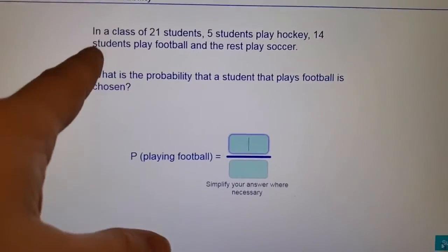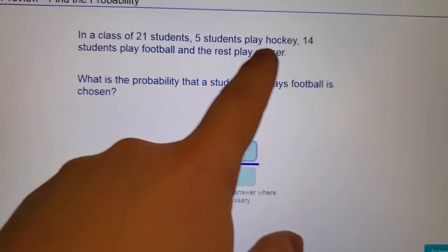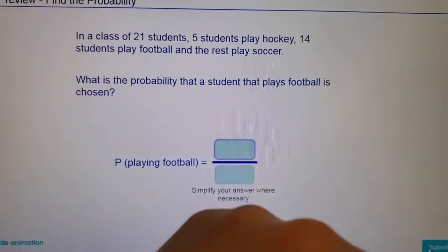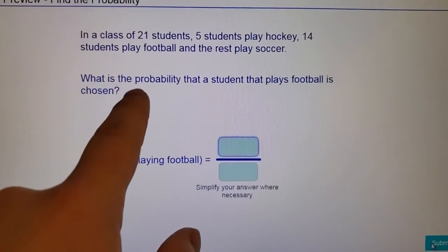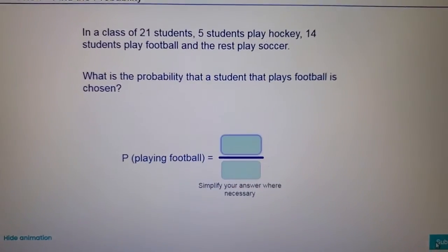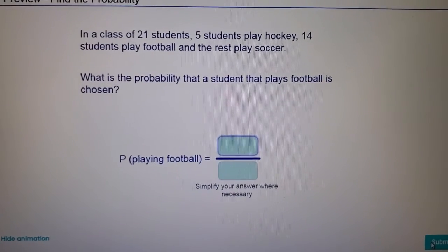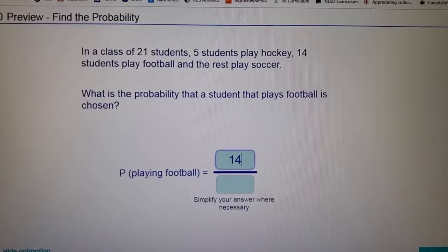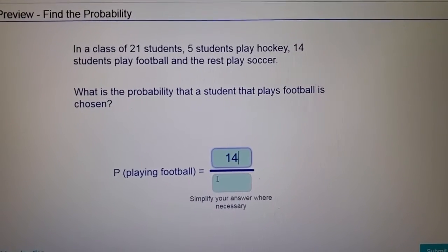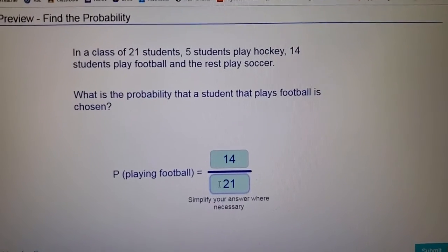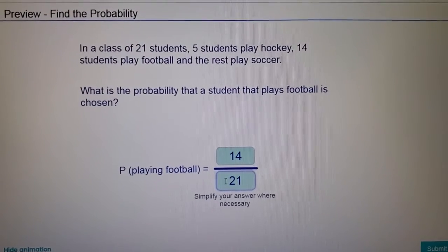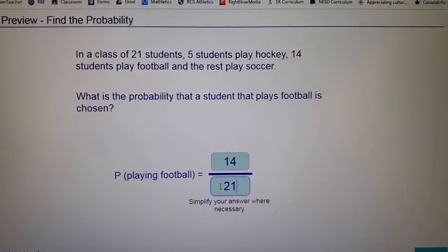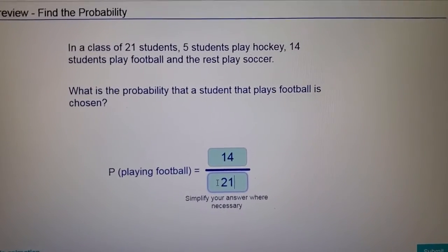And one last example, in a class of 21 students, 5 students play hockey, 14 students play football, and the rest play soccer. What is the probability of them playing football? So let's look. It's still 14 for football. And how many students in total? It's 21 students. But we need to put this in simplest form. Look at those numbers. What number can both those numbers divide by? They can both divide by 3. So let's divide both by 3.